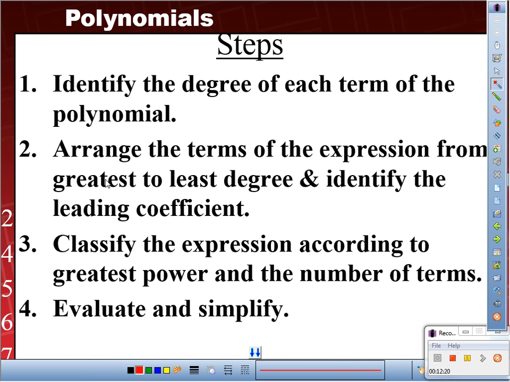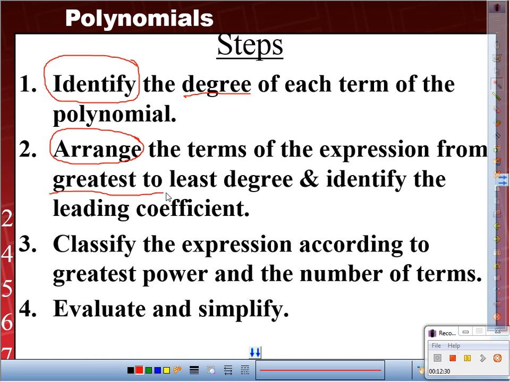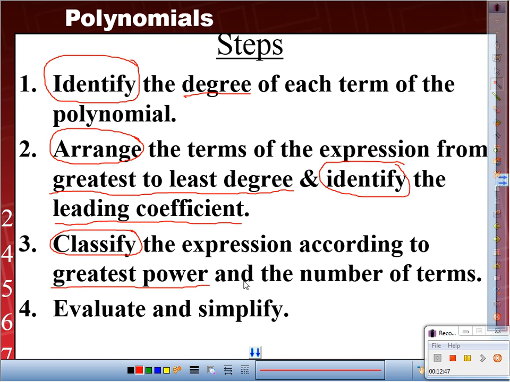Circle the word identify, underline degree. For step 2, circle the word arrange, underline greatest to least degree. Circle the word identify and underline leading coefficient. For step 3, circle the word classify, and then you're going to underline greatest power and underline number of terms. So when we classify, when we name it, we're going to use those 2 things. And at the end, underline just evaluate and simplify. Okay?